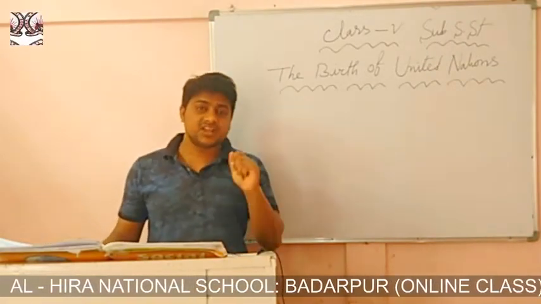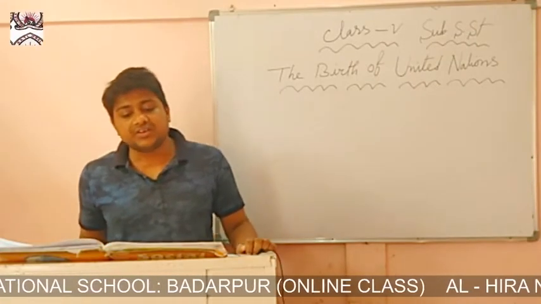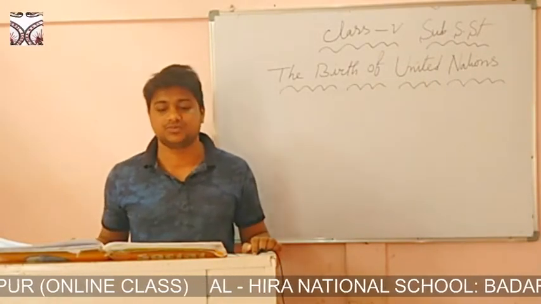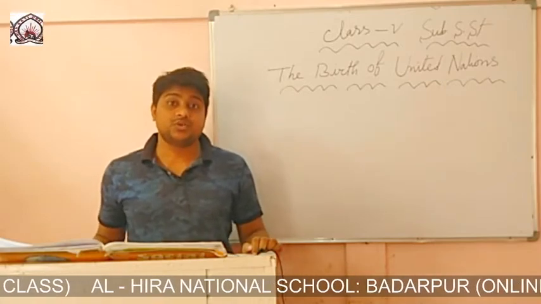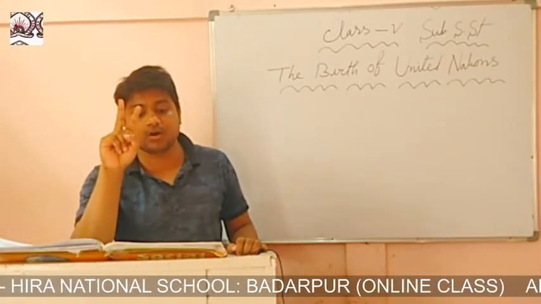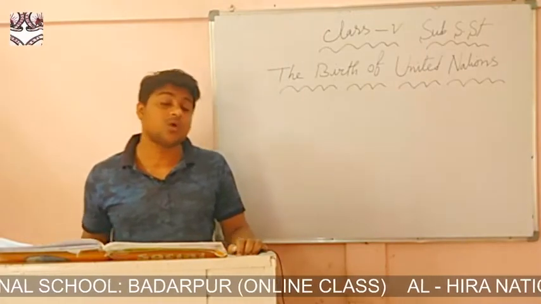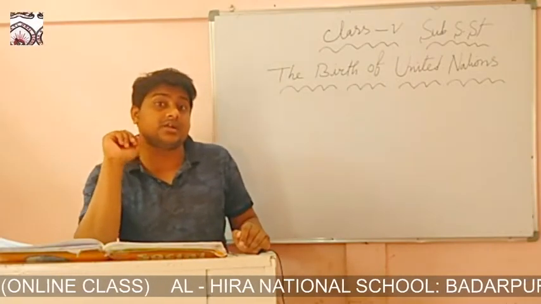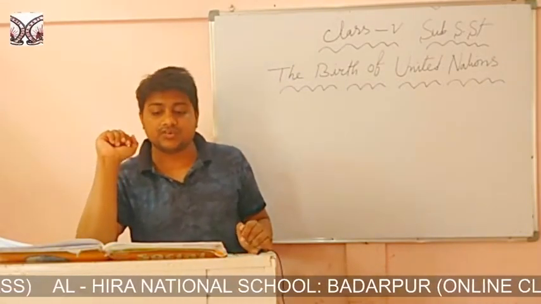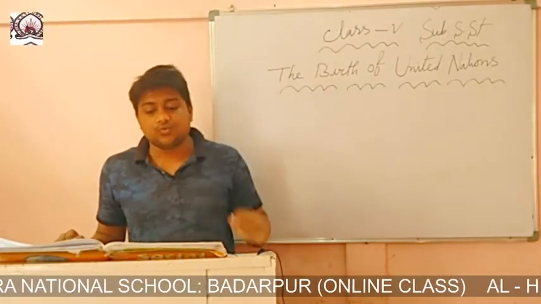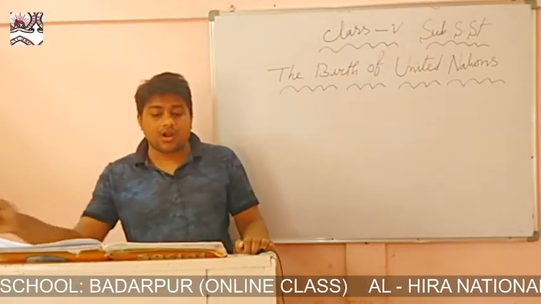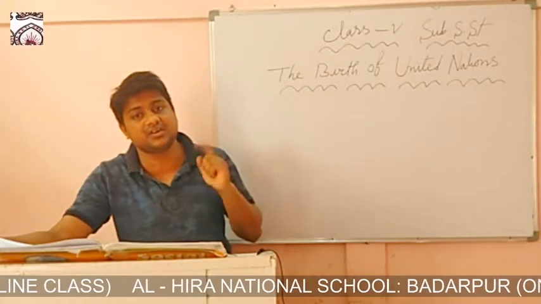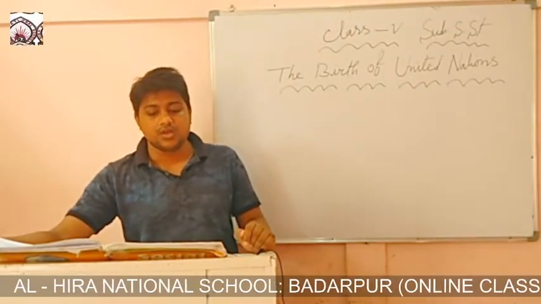Now, the main thing is what? The first half of the 20th century witnessed two big wars, which are also called World Wars. Why is it called World War? Because many countries participated at that time, nearly 30 countries. The First World War was fought from 1914 to 1918 and the Second World War was fought from 1939 to 1945.